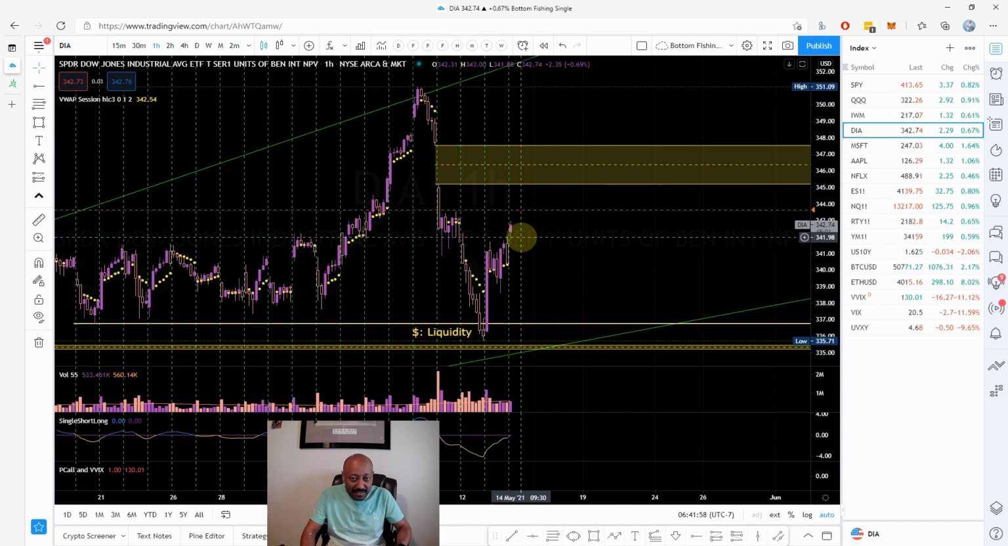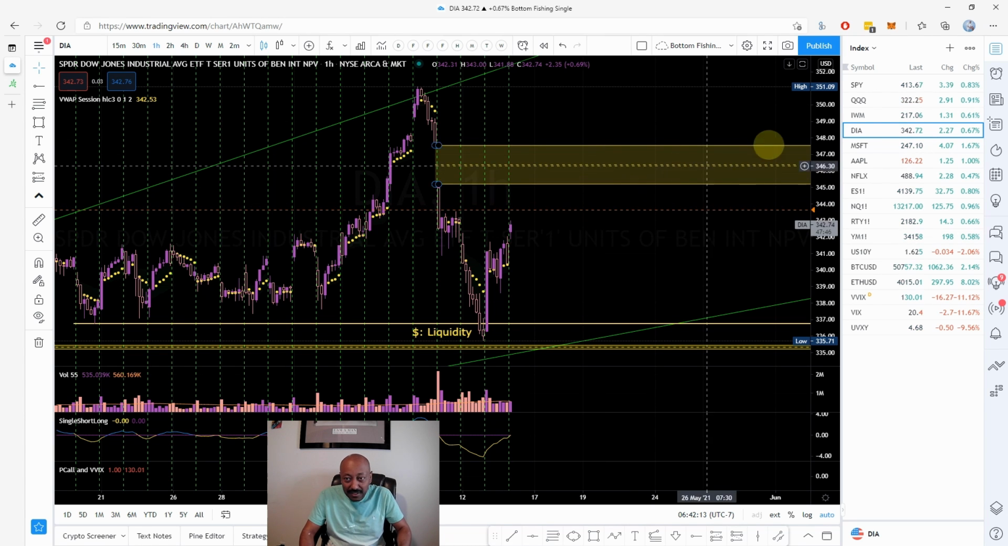Anybody who has taken this on today's pop to the upside has an acceptable entry, but I just like to wait at least the first 15 minutes for the markets to tell us which way they want to go before we take an entry. So that's what I want to look at.